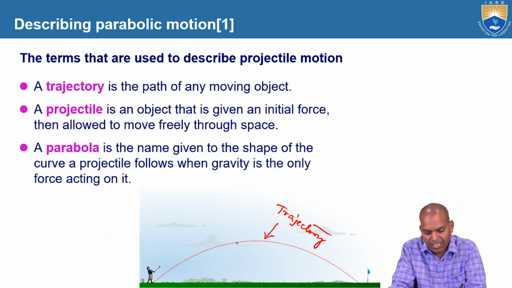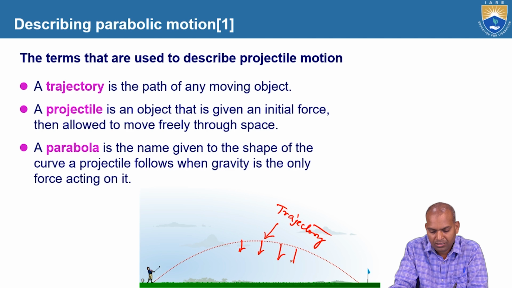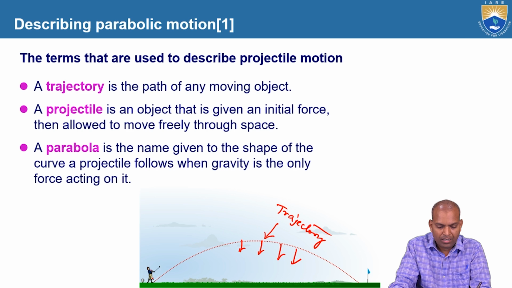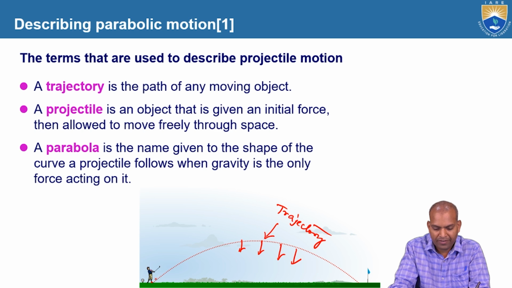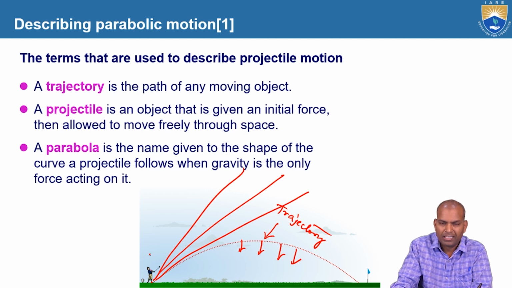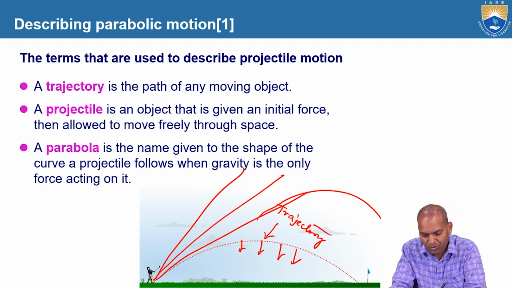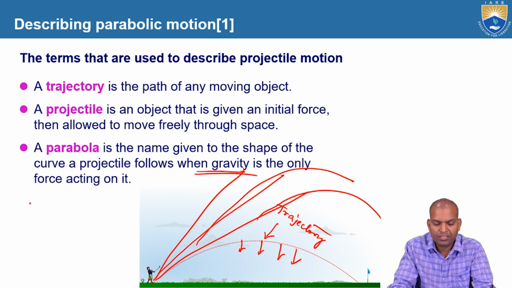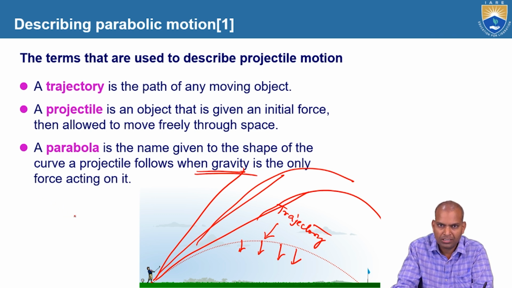Because of gravity, it tends to move down. Because of the initial force given here, it moves some distance, it can move like that, but ultimately it comes down. What makes the parabola shape is the gravity force acting on the object when it moves in a trajectory.